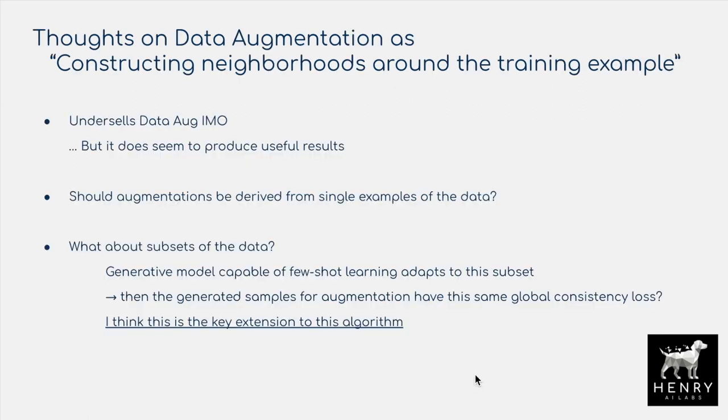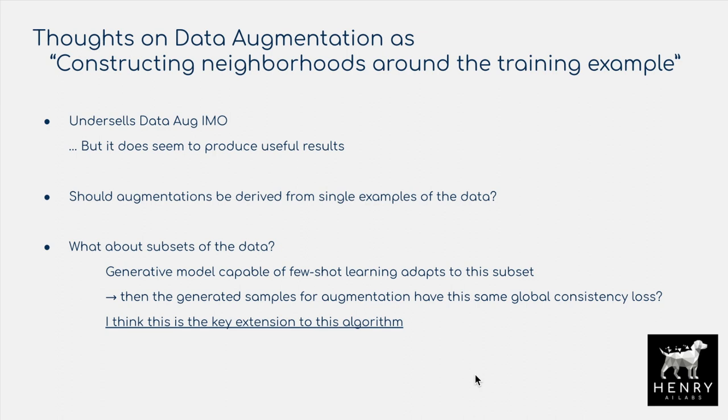So I want to end the presentation of this paper by talking about this idea of defining data augmentation as constructing neighborhoods around the training examples. And this is kind of what drew me to this paper and made me want to make a video about this. I think this is a pretty interesting way of thinking about data augmentation. And again, going back to the diagram of On the Measure of Intelligence, it aligns with that kind of view of forming these regions around each of our data points that connect them together and then help enable generalization and, you know, greater intelligence.